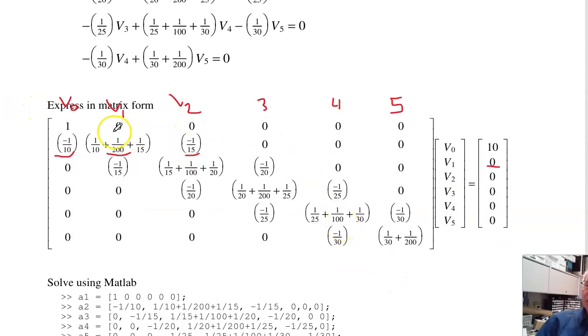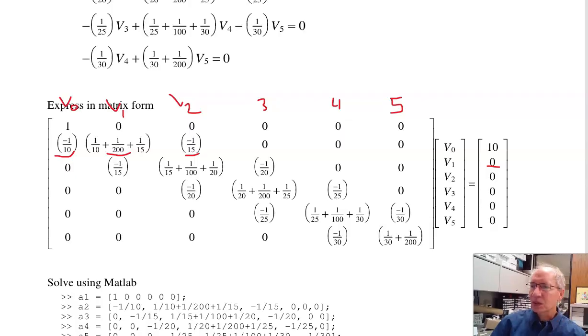There is a pattern. The diagonal is positive. The other terms are negative. What this also tells you is that I have 3 resistors attached to node 4, 4 is attached to 3 through 25 ohms, 4 is attached to 5 through 30 ohms. So you can kind of see the circuit through this matrix. If you can't, not to worry.